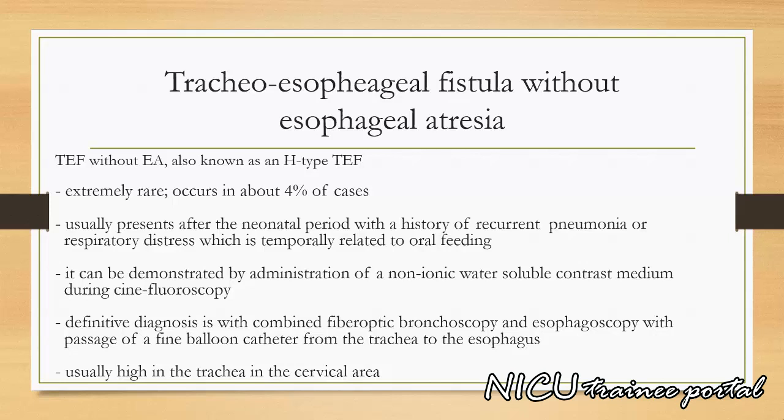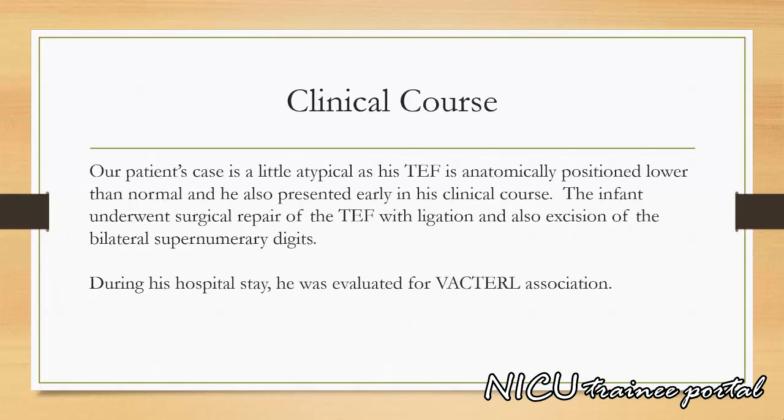This usually presents after the neonatal period with a history of recurrent pneumonia or respiratory distress, which is temporally related to oral feeding. It can be demonstrated by administration of a non-ionic water-soluble contrast medium during cine fluoroscopy. Definitive diagnosis is with combined fibre optic bronchoscopy and esophagoscopy, with passage of a fine balloon catheter from the trachea to the esophagus. H-type fistulas are usually high in the trachea in the cervical area. Our patient's case is a little atypical, as his tracheoesophageal fistula is anatomically positioned lower than normal, and he also presented early in his clinical course.